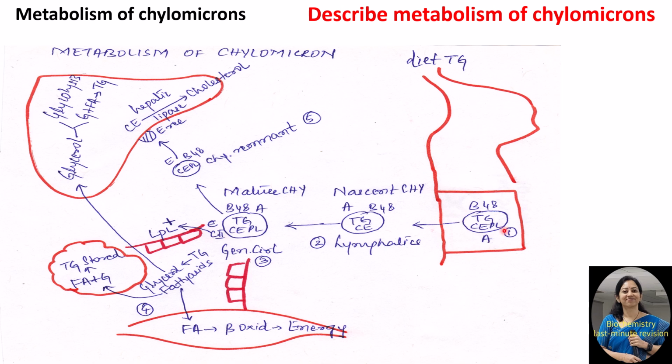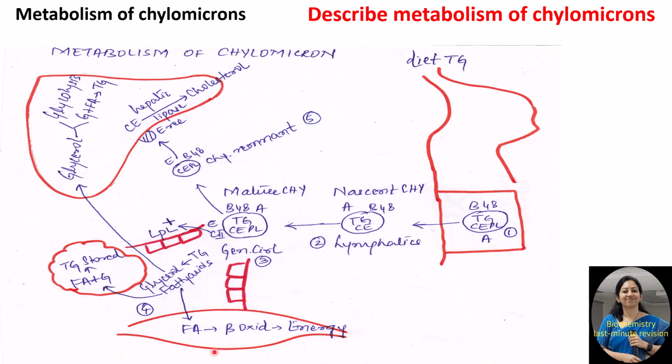Now just to have a quick summary, the exogenous triglycerides or the dietary triglycerides are packed into chylomicrons, and they are the nascent chylomicrons which have got ApoB48 and A. They are released through lymphatics into general circulation. Now with the help of transfer of ApoC2 from HDL, it gets converted to mature chylomicron, and the C2 activates lipoprotein lipase, which will hydrolyze the triglycerides.